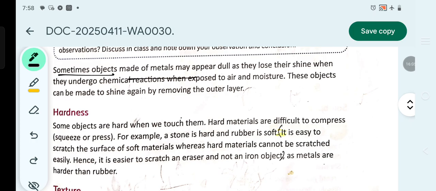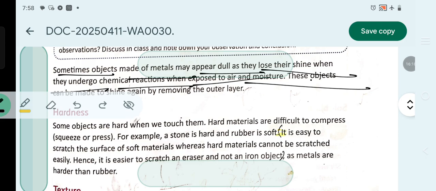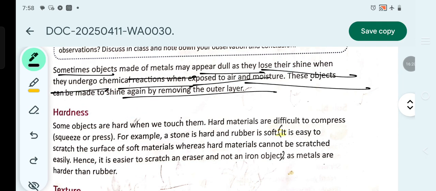Sometimes objects, maybe metals, appear dull as they lose their shine when they undergo chemical reactions when exposed to air and moisture. Yes, it's common and it's true. They can be made to shine again by removing the outer layer.